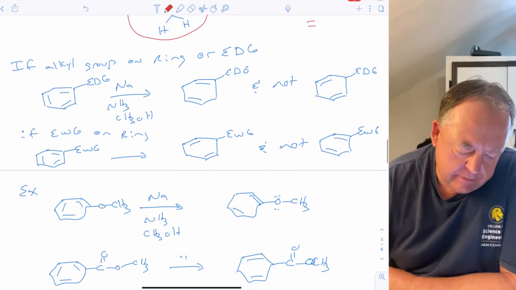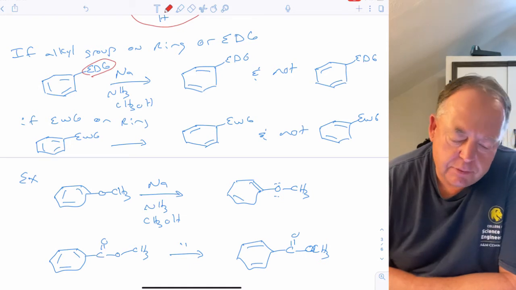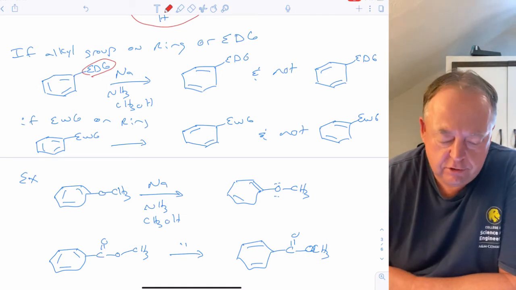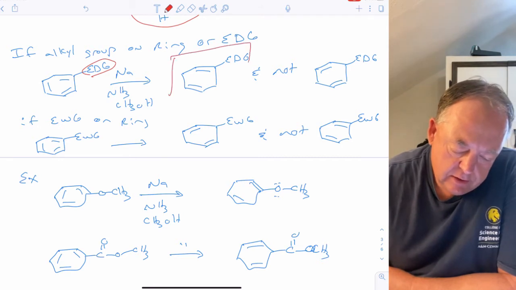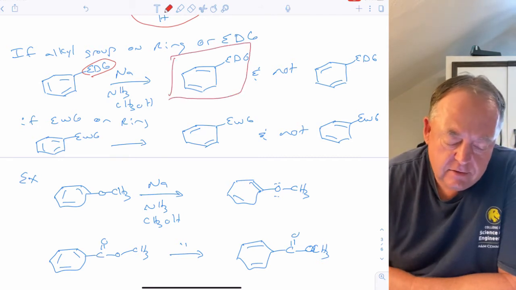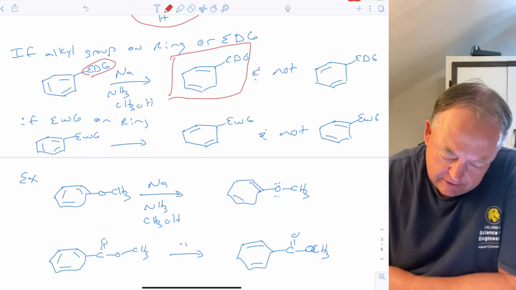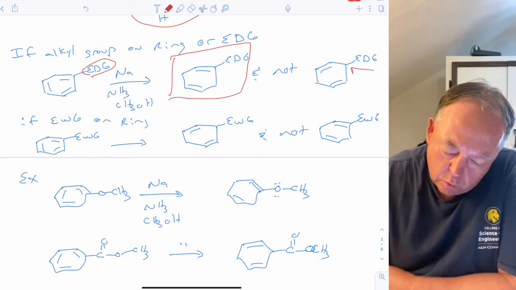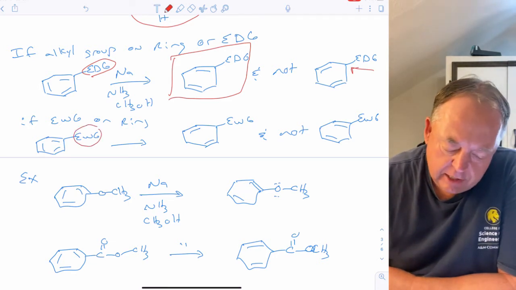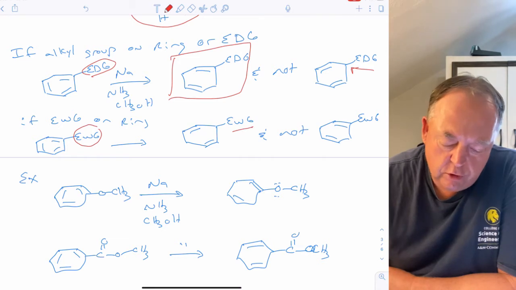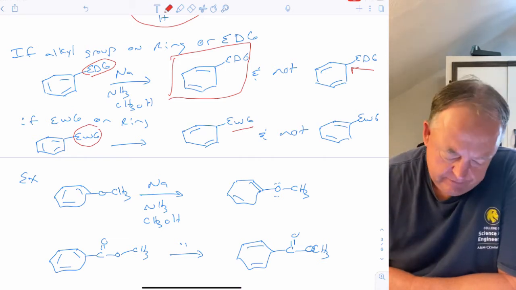Okay, so the reaction can be a little bit tricky depending on what's on benzene, because if benzene is substituted, then there's two different products that you could form. So if that's an electron donating group, you end up with the diene such that the electron donating group is on the double bond and not here where it's between the double bonds. But if that's an electron withdrawing group, then it's the opposite. So electron withdrawing groups end up between the two double bonds and not on the double bond.